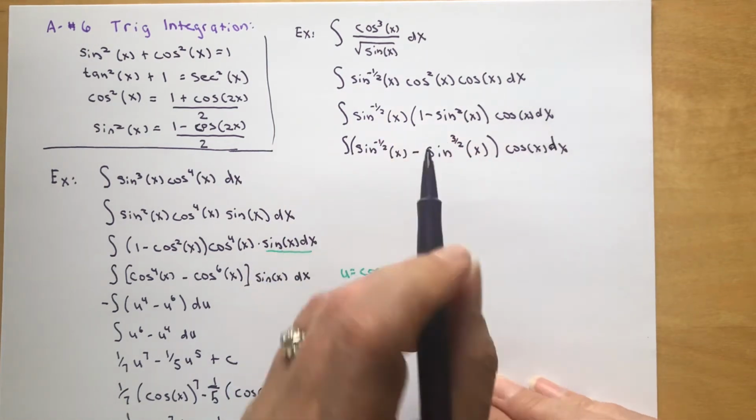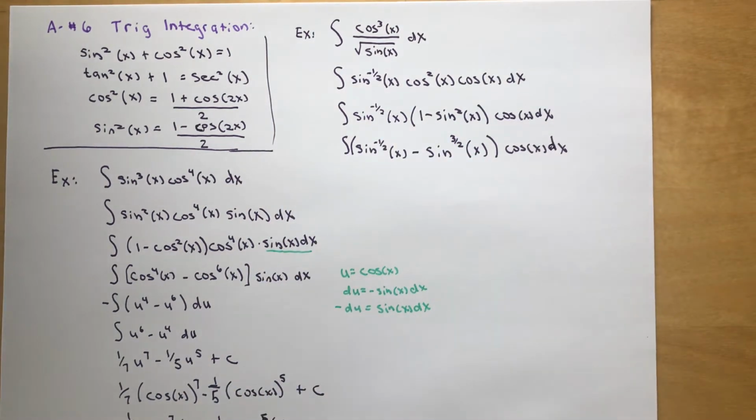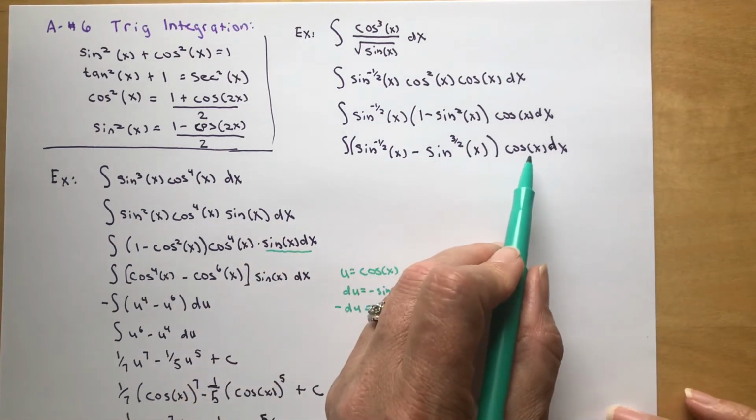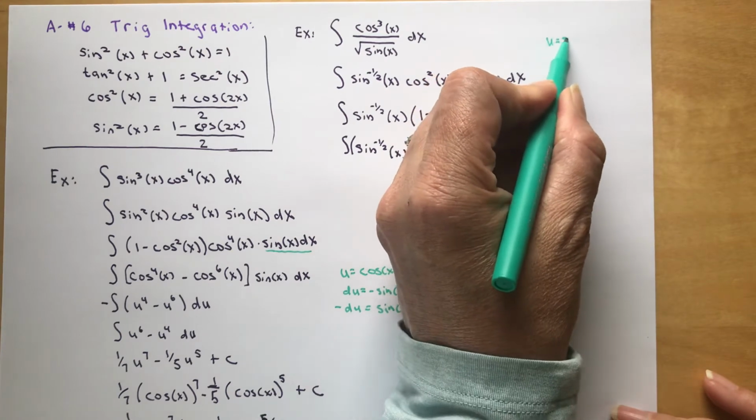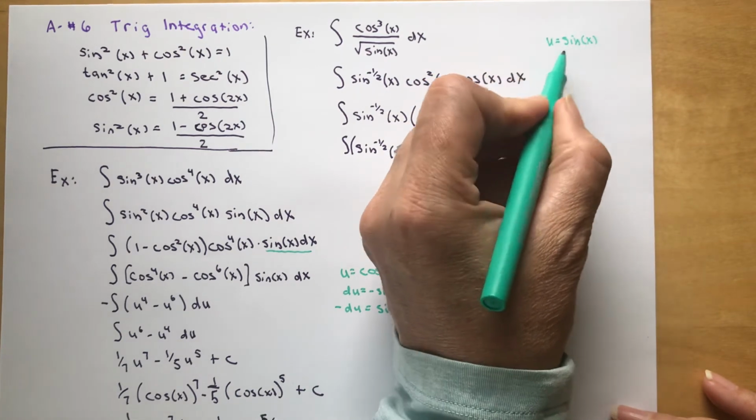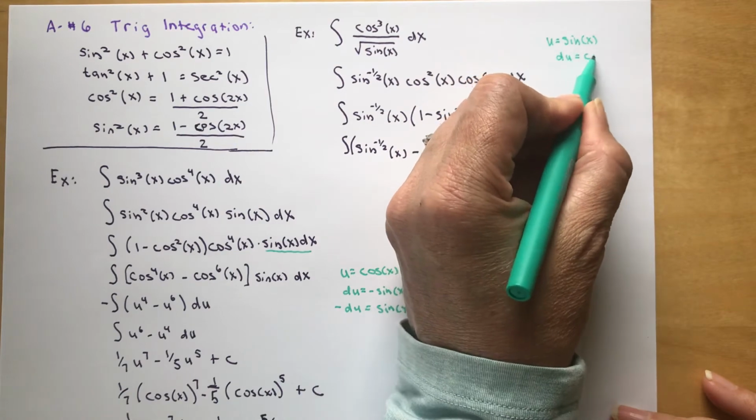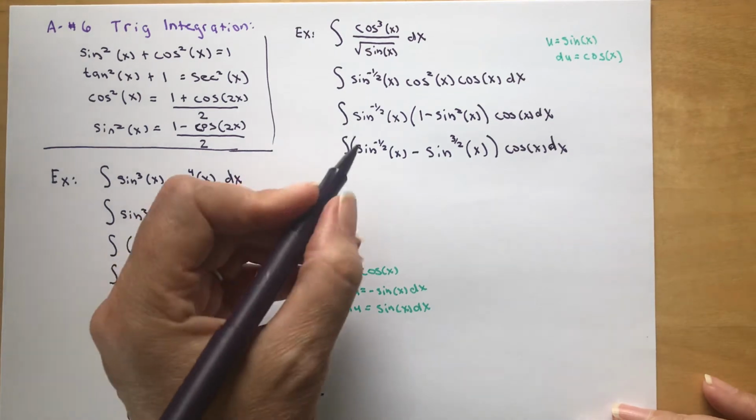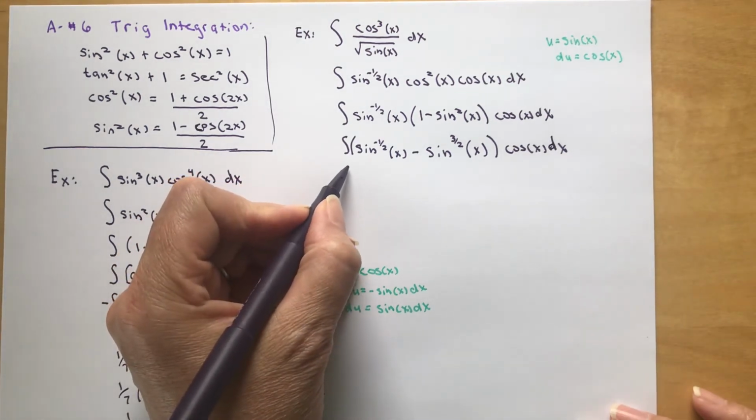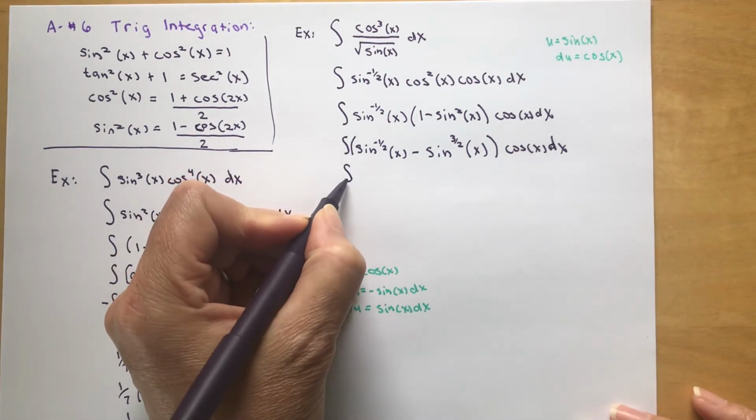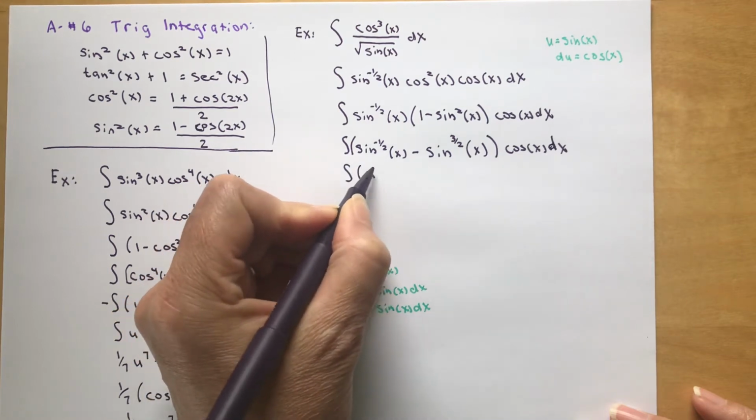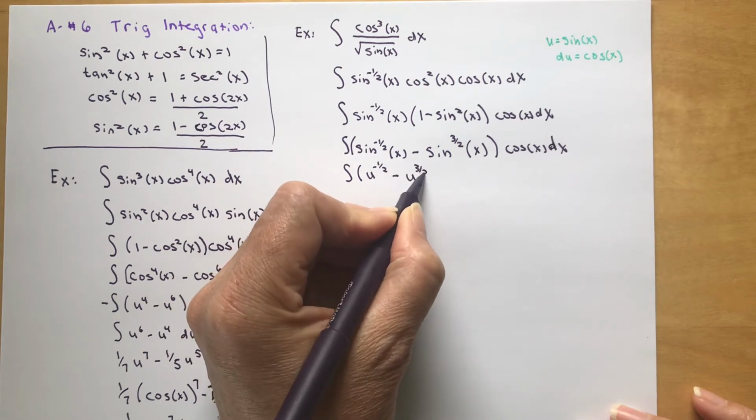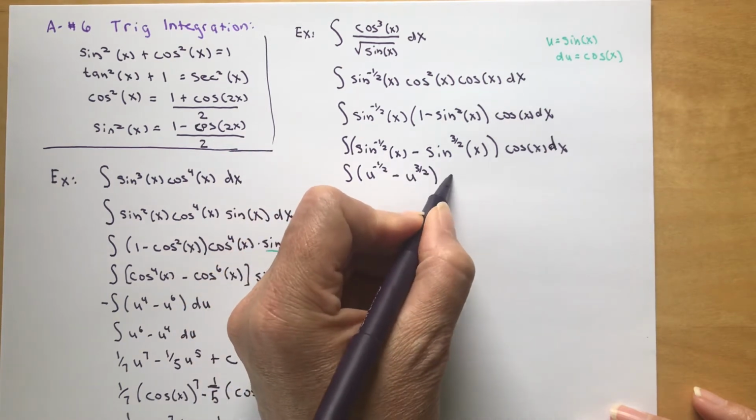So I think we're ready for the u sub now. And I think hopefully it's clear that if you let u equal sine x, then the du is cosine x dx. So then this will become the integral of u to the -1/2 minus u to the 3/2 times du.